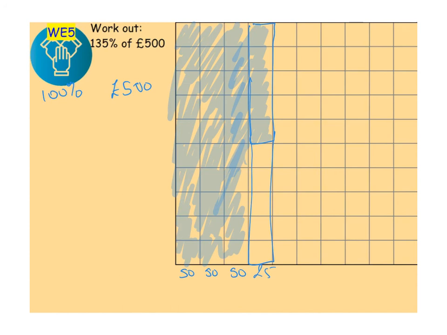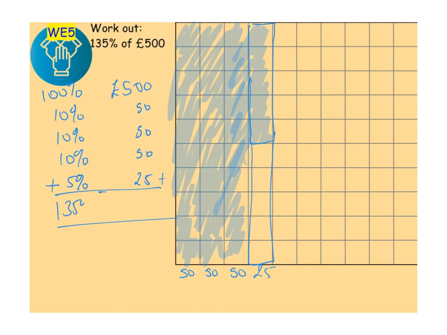So if I want 135%, I'm going to use 3 10%s and a 5%. 3 10%s are 50 each. 5% is 25. So I'm going to add all of those together. And this on the left will give me 135%, which is good news because that's what I've been asked for in the question. And on the right hand side, the units column gives me 5. The tens column, 5, 10, 15, 17. So I'll put down the 70 and carry the 100 across. So that gives me £675, 135% of £500.